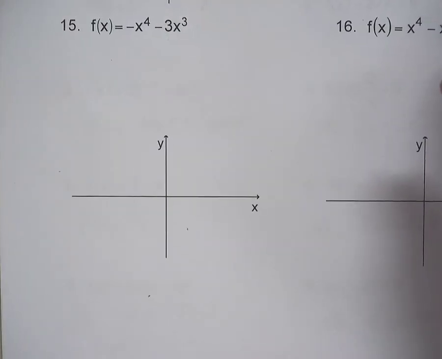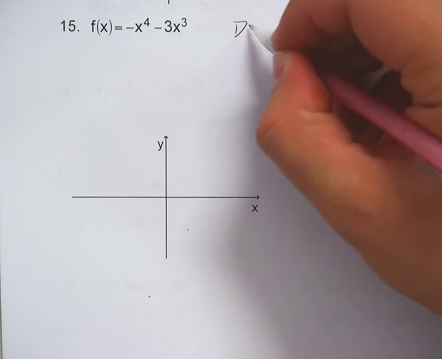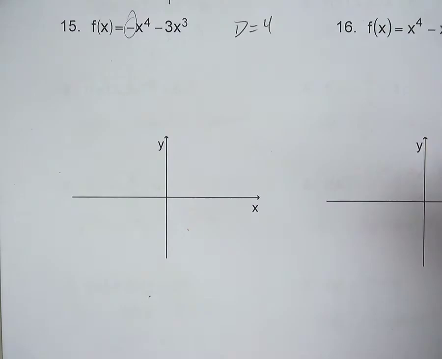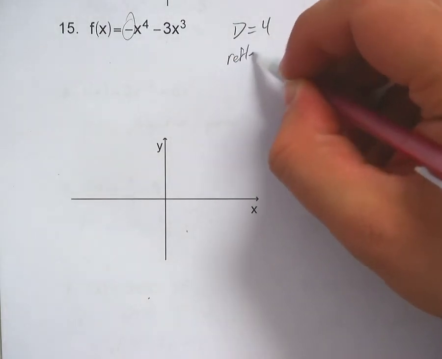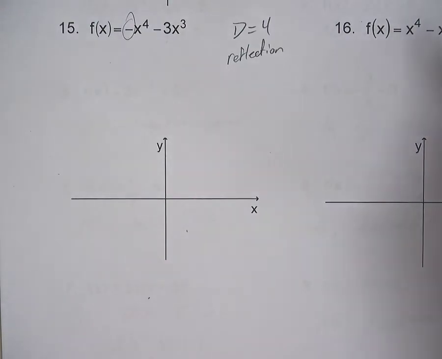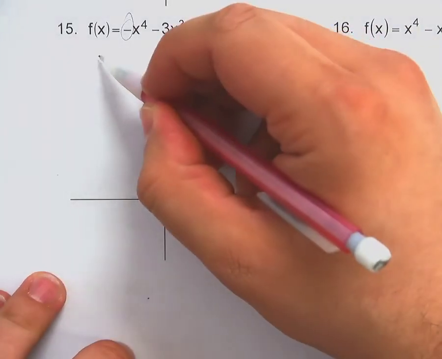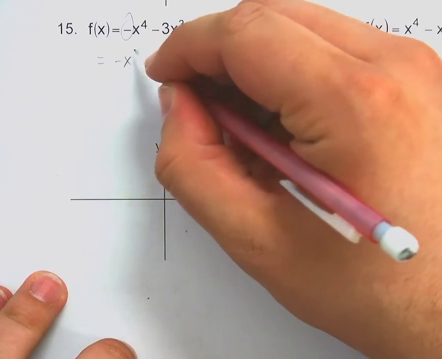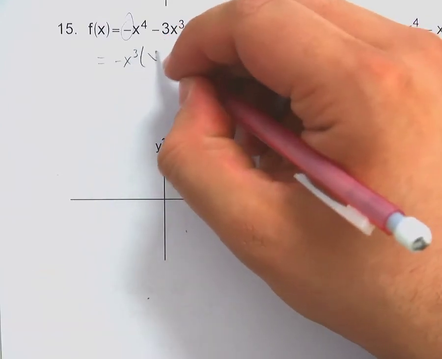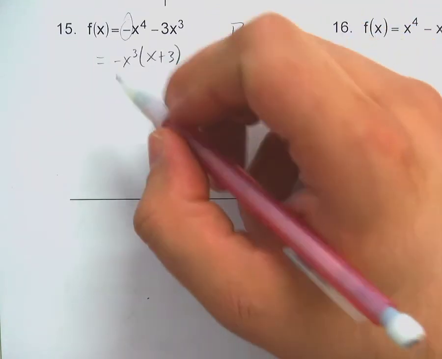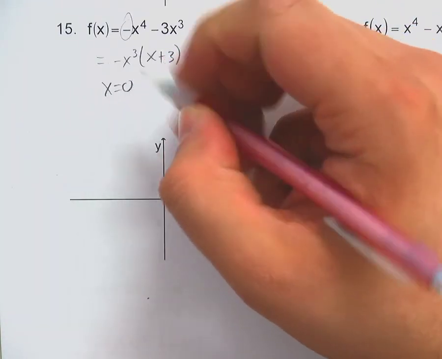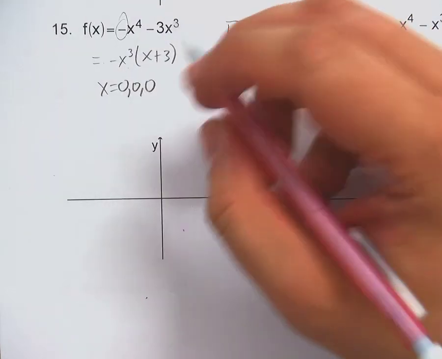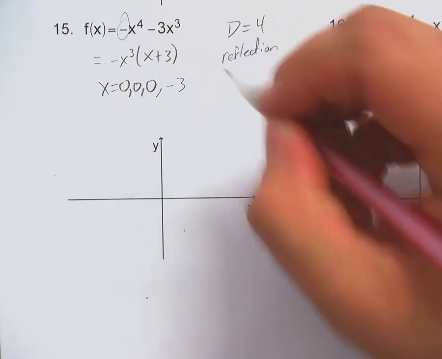Number 15, I'm just trying to get these knocked out here pretty quick. Your degree is 4. And it's negative, right? I'm going to be careful of that. So it's a reflection. Alright, so let's factor this thing out. This is going to be, take out negative x cubed, and you get x plus 3. Alright, so x equals 0 is going to be a triple root, because there's 3 of them there, and negative 3.